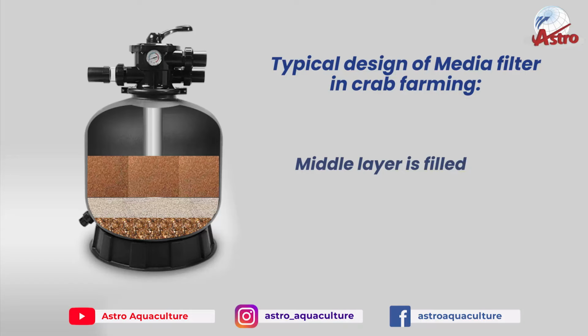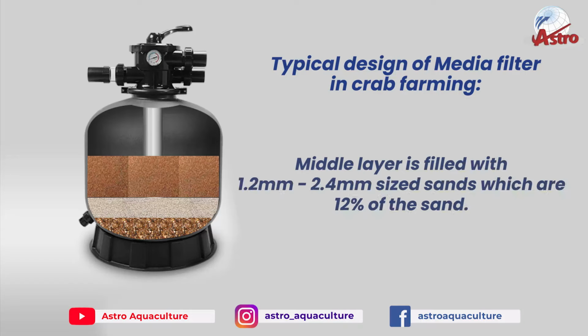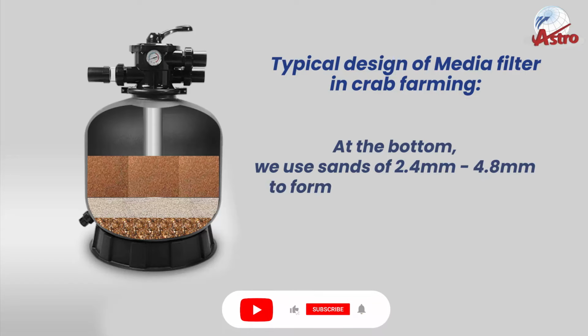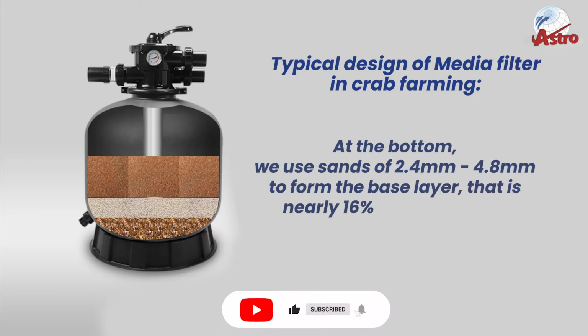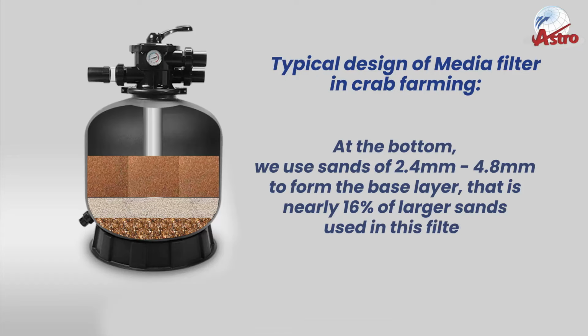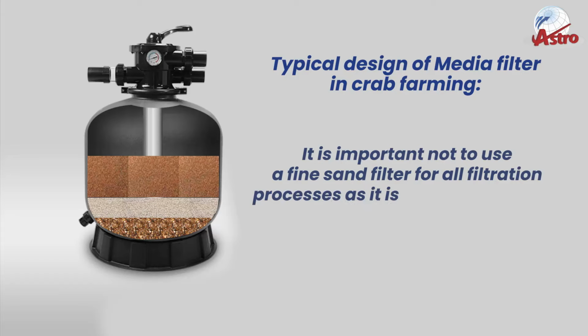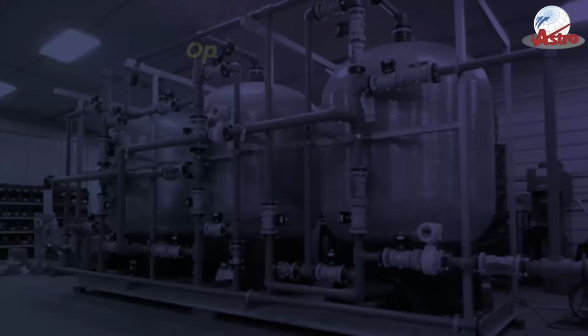Middle layer is filled with 1.2 mm to 2.4 mm sized sands, which are 12% of the sand. At the bottom, we use sands of 2.4 mm to 4.8 mm to form the base layer, that is nearly 16% of larger sands used in this filter. Note: it is important not to use a fine sand filter for all filtration processes, as it is difficult to remove the suspended solids from the sand.